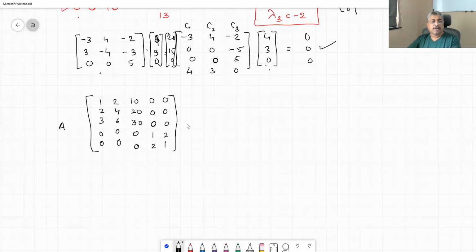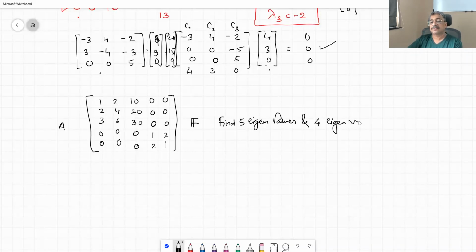Okay. Maybe I give you some time to find the eigenvalues of these, and eventually we will find the eigenvalues and eigenvectors of these. Maybe the last eigenvector we will not find. Find 5 eigenvalues and 4 eigenvectors. Sure, I'll wait for some time.